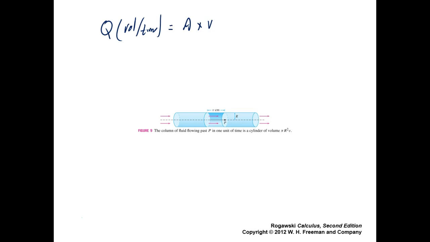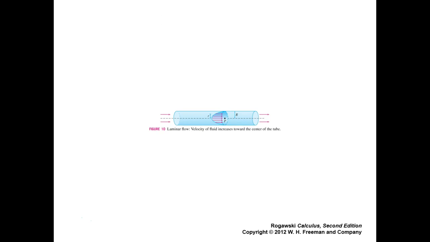Pi r squared is the area of this times V, that's the volume. That's if all the fluid was able to move down the pipe at constant velocity. We know that doesn't happen. This would have to be an imaginary pipe for that to happen. If there's a real pipe there, it's not going to happen. Reality is it looks more like this, okay?